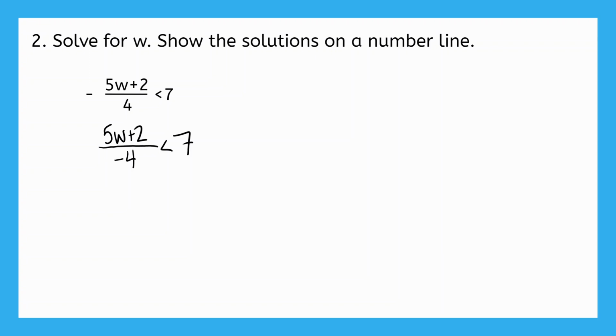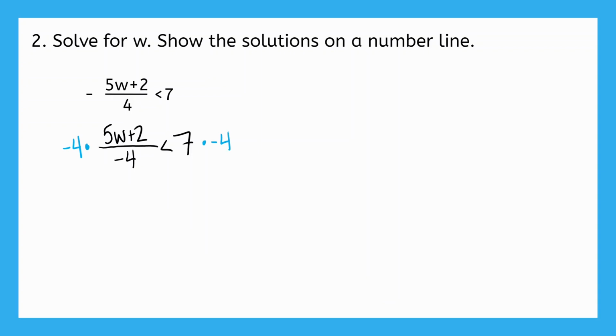Anyways, once we move this to the denominator, we have to focus on getting w by itself. W is being multiplied by 5, then has 2 added to it, and then that is being divided by -4. Let's undo those operations in the reverse order. So to get rid of the division by -4, we must multiply by -4.